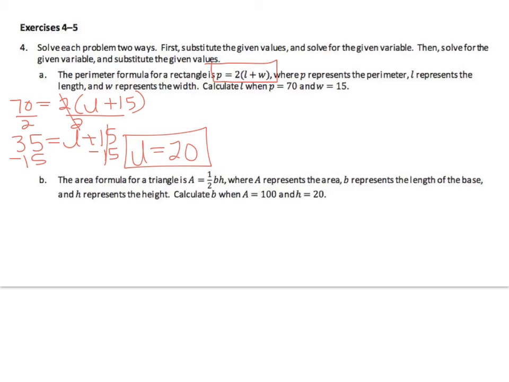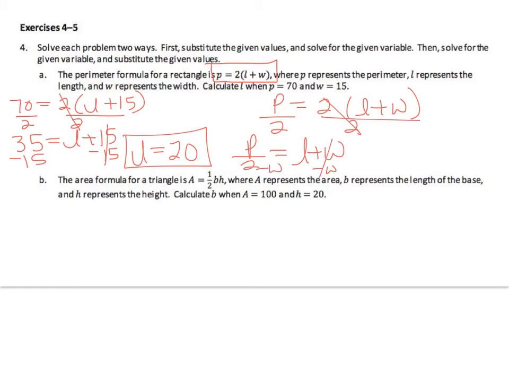Second way, they wanted us to solve for the formula first and then plug things in. So I have P over 2 equals L plus W. If I subtract W from both sides, I get P over 2 minus W equals L. Cool.